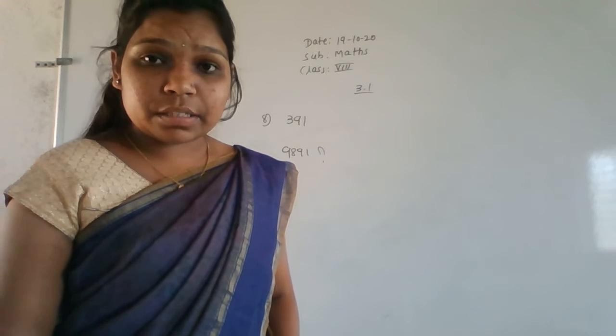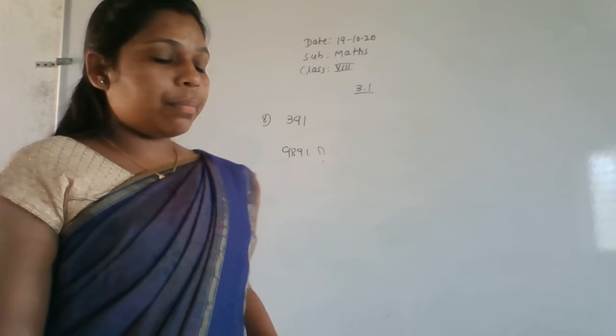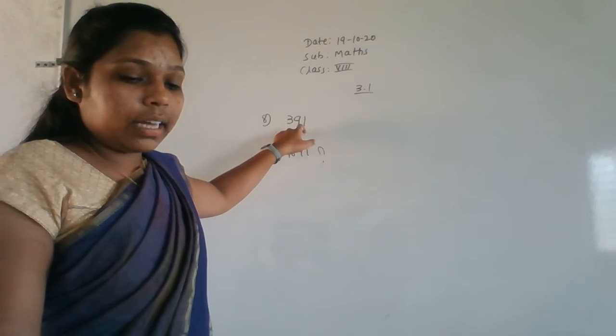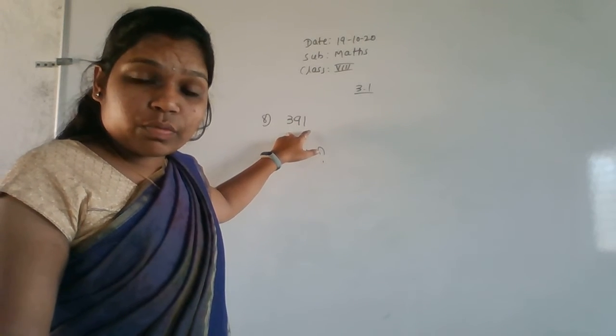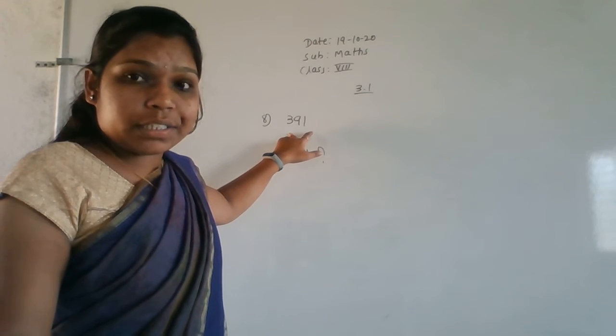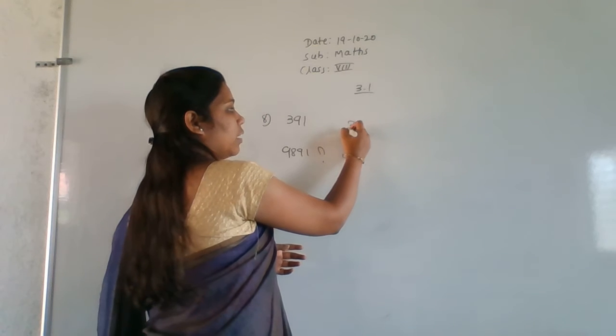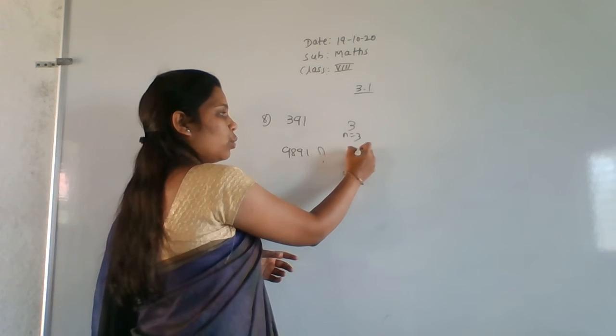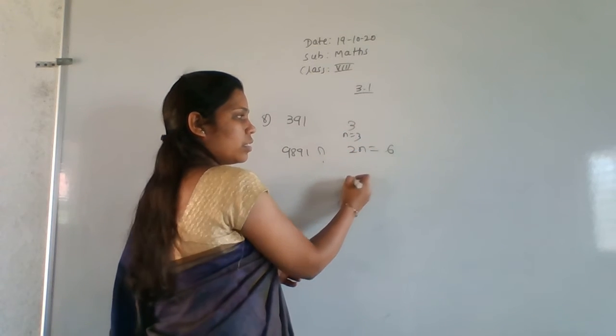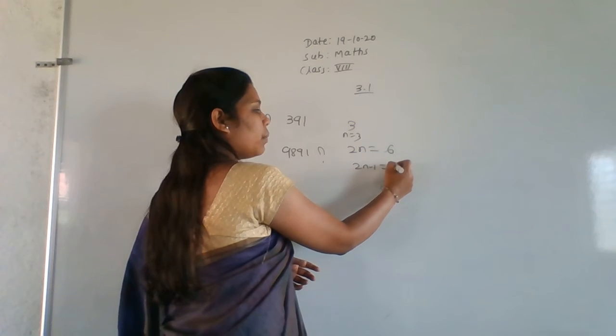Yeah, that is not 2n plus 1, it is 2n minus 1. A number with n digits has 2n minus 1 or 2n digits in its square. So here 3 digits are there, n is equal to 3, right? So 2n is 6 and 2n minus 1 is nothing but 5.